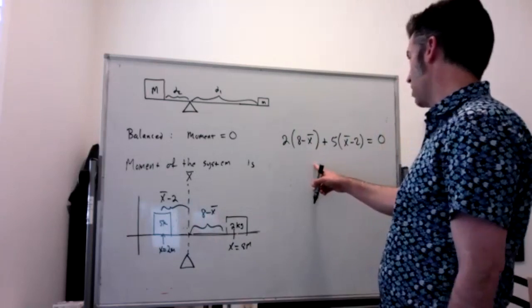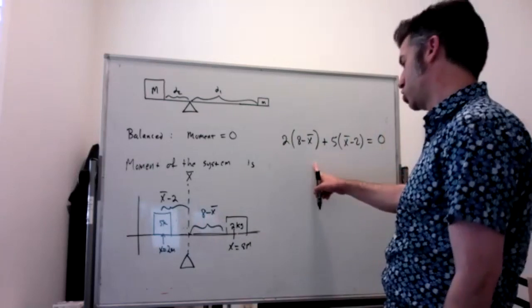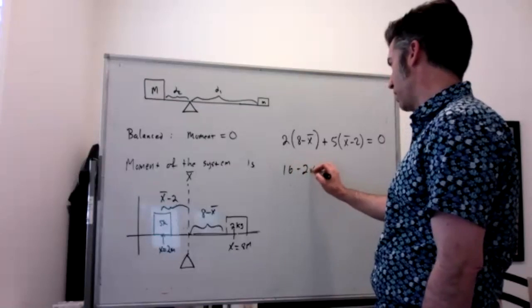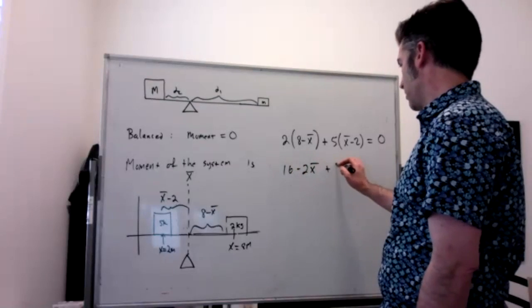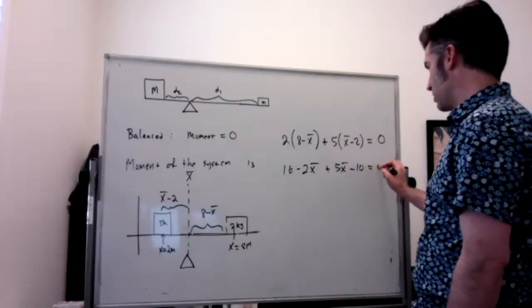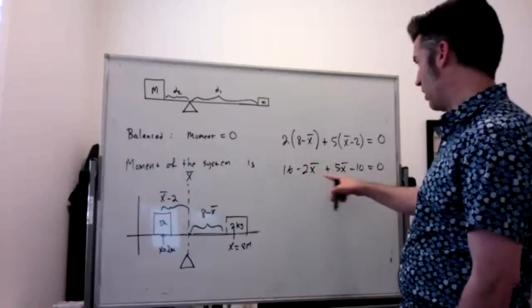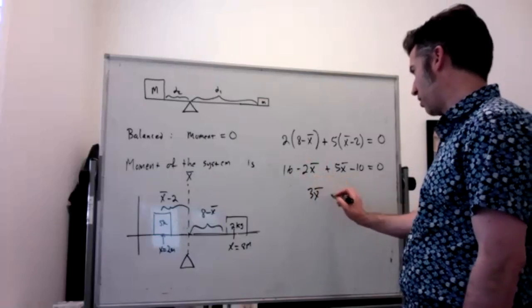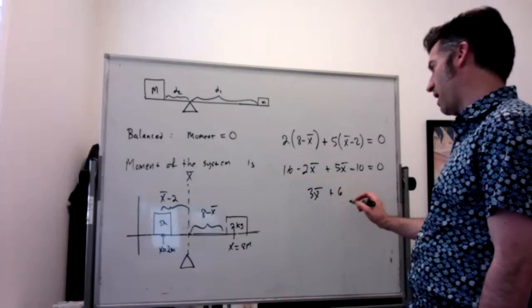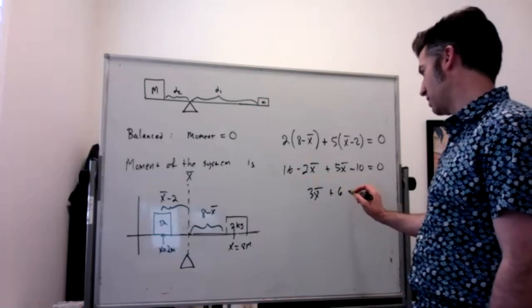So let's see. Guess we can multiply it out. I've got 16 minus 2x bar plus 5x bar minus 10 equal to 0. So I've got 3x bar, 16 minus 10 is 6. And this is looking bad. I've definitely made a mistake somewhere.